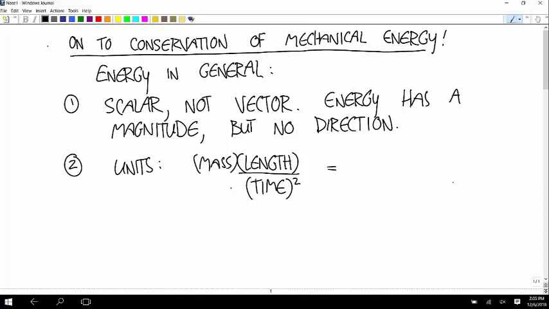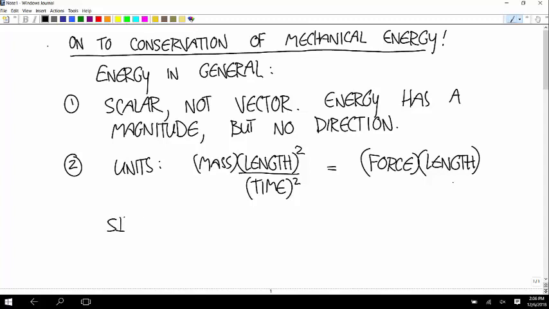Also notice that, sorry, the length is squared too. That's what I just wrote. That's right, but this is energy. So you can also think of the units of energy as being, so mass times length over time squared is force. So you can also think of this as force times length. Those are just two different ways of writing the same unit.